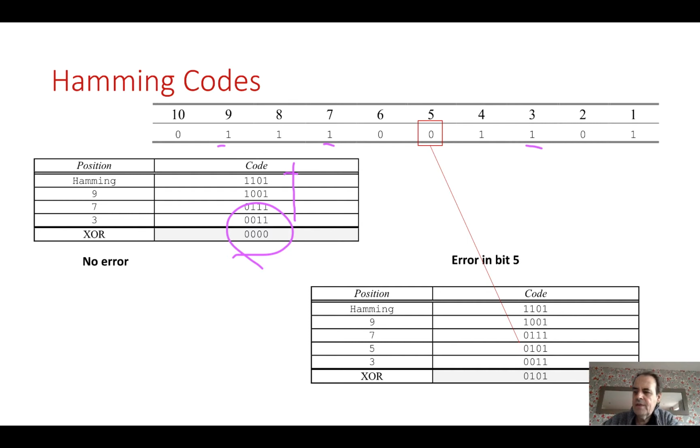But let's say now that we have an error in bit position 5, and that becomes a 1. So we now see that appears there. When we create our exclusive OR, then we actually get a value which is non-zero, and we can identify that bit position 5 needs to be corrected.